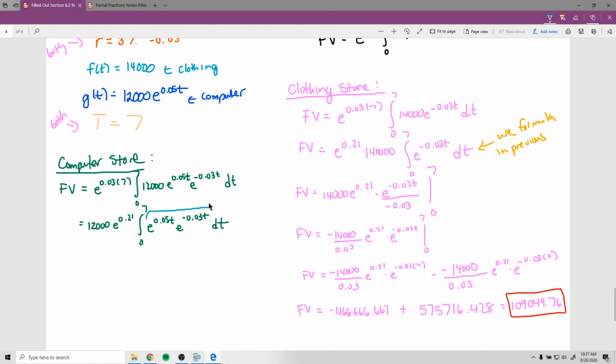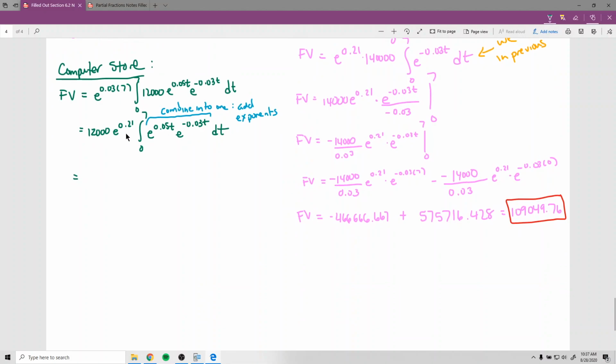What you need to do, and this is a requirement, is combine these into one exponent. Since they are being multiplied here, we add the exponents. That's our exponent rule. Right, so if you have e to the x times e to the y, it's e to the x plus y. So we add the exponents.